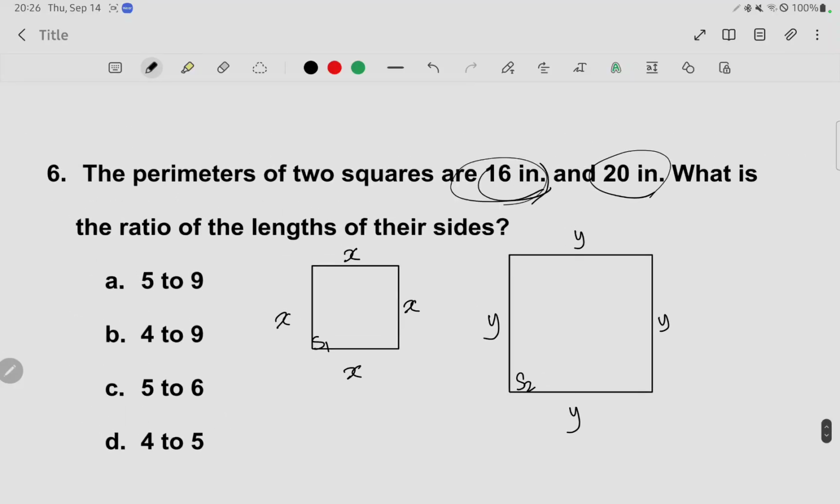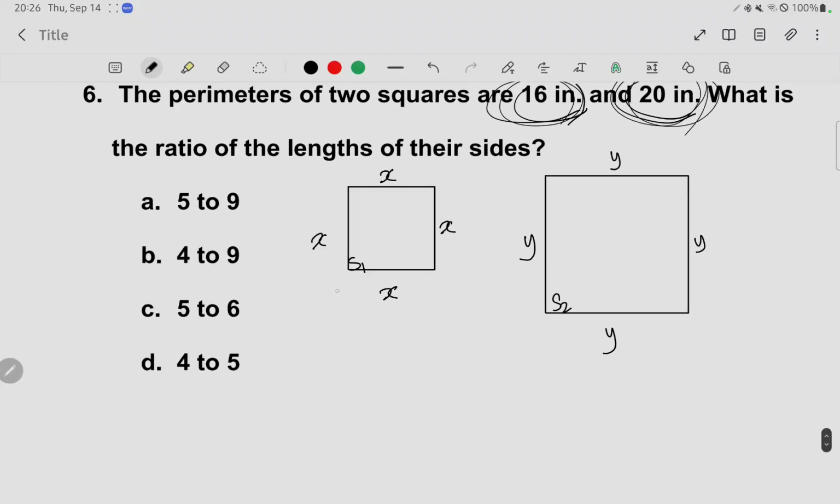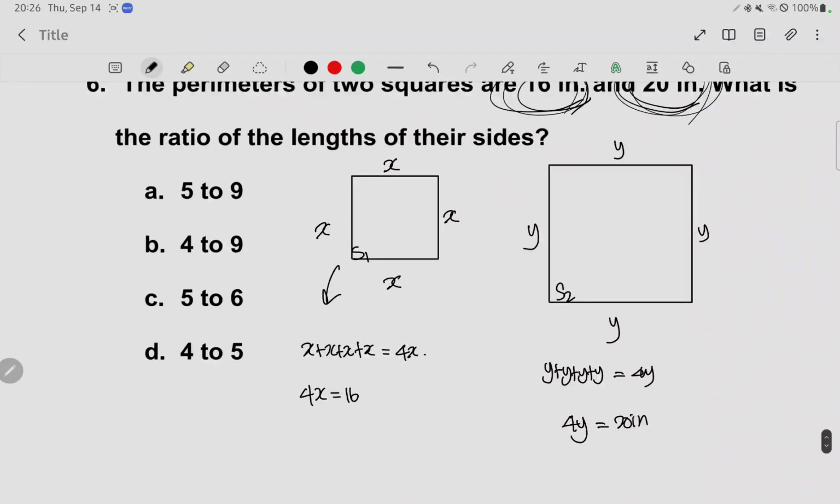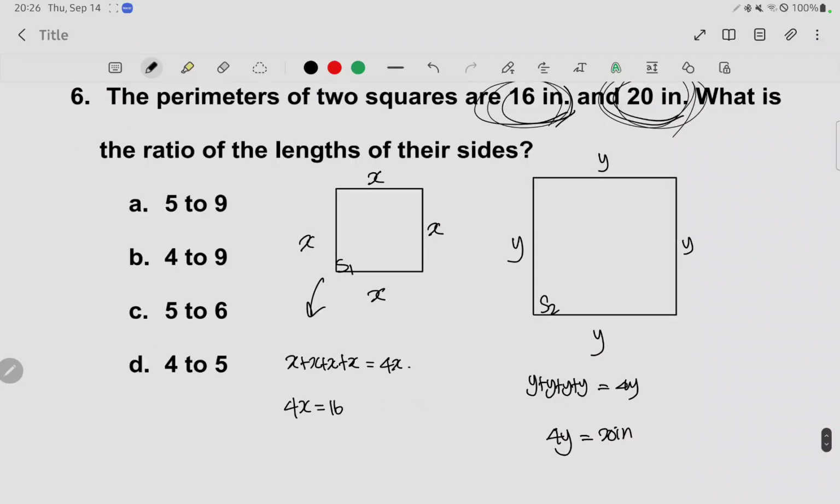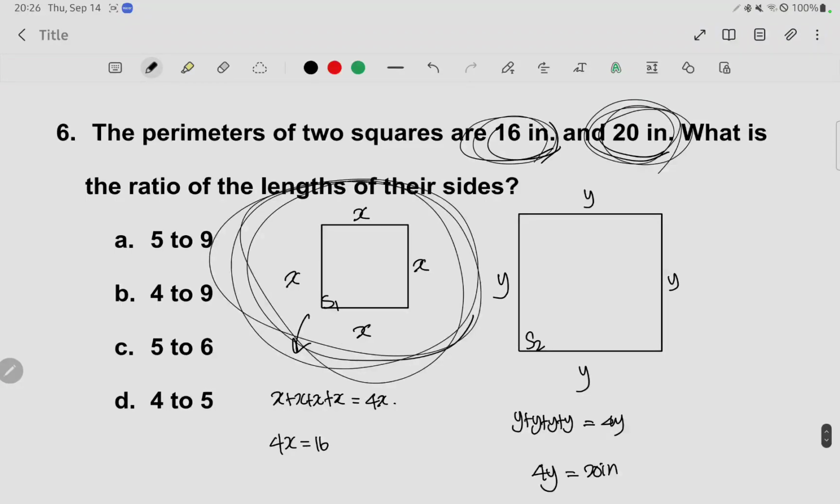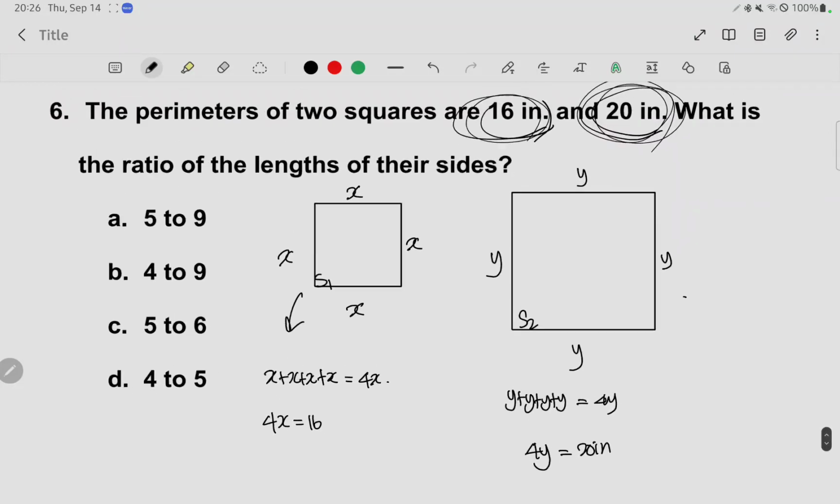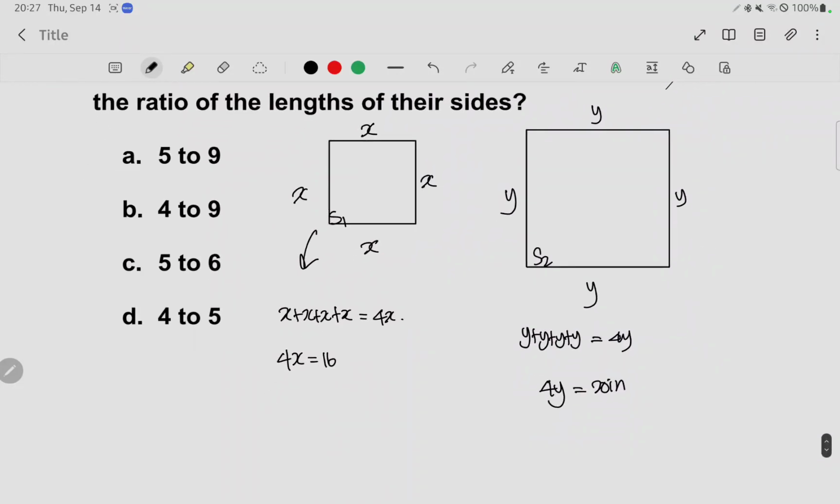So if you're given 16 inches and 20 inches as the perimeters, that means x plus x plus x plus x, which is also 4x, is equal to 16 inches. And then y plus y plus y plus y, which is 4y, 4y is equal to 20 inches. It really doesn't matter which variable you make it, 20 or 16. But since I drew this square as a small one compared to square number 2, I'll just make square number 1 equal to 16 inches, but it really doesn't matter, it depends on you.